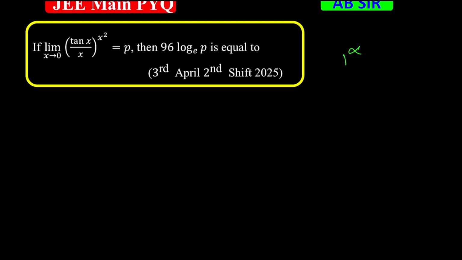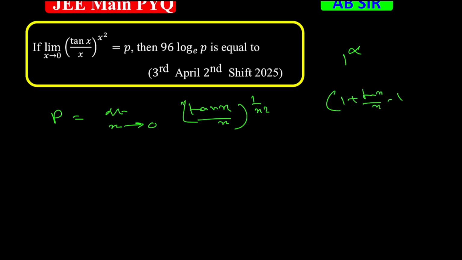So what we'll do in this case is use the formula for 1 plus f(x) whole to the power g(x). Given p equal to limit x tends to 0 of (tan x by x) whole to the power 1 by x square, we can write this as (1 plus (tan x by x minus 1)) to the power g(x), which is of the form 1 plus f(x) whole to the power g(x), so it becomes e to the power f(x) into g(x).